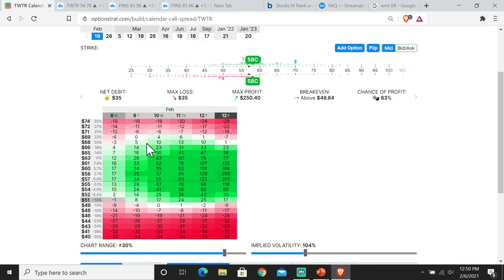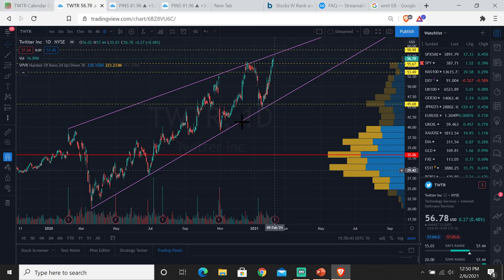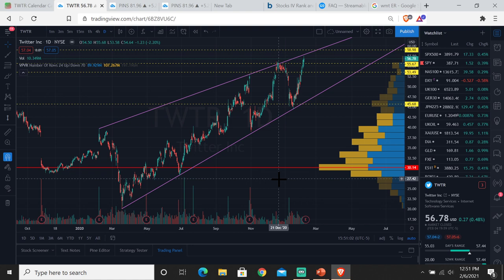Does your profit and loss analysis match up with that? Is it a high probability play? Don't go all in on any of these plays, because with ER, anything can happen. With pins, I think I took 50 total. And for me, that's not a big size, but that's about half of my usual size.